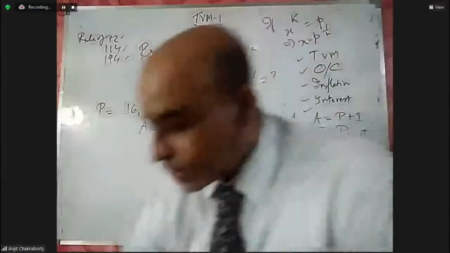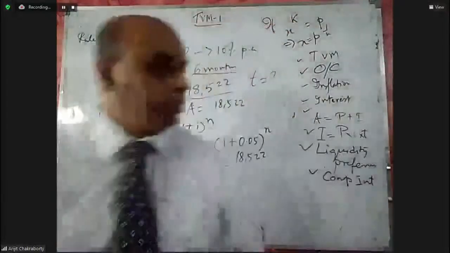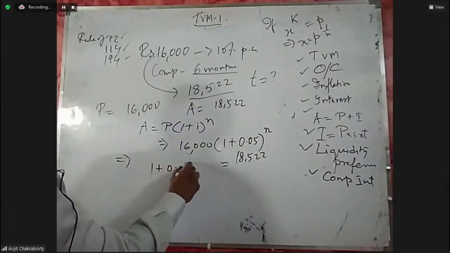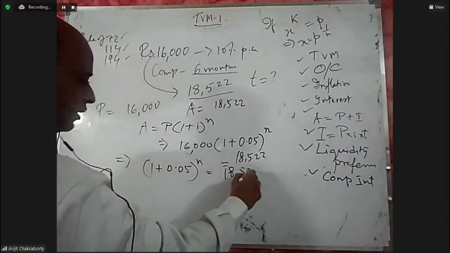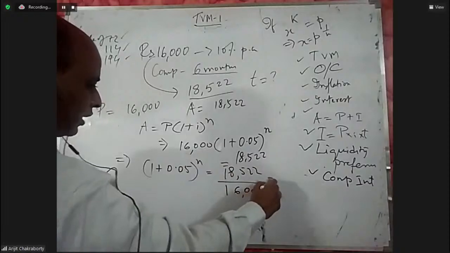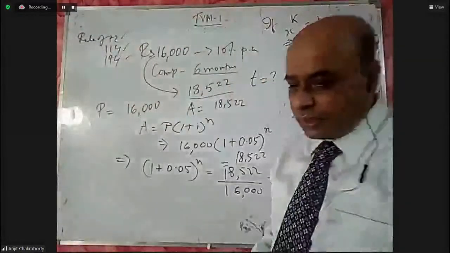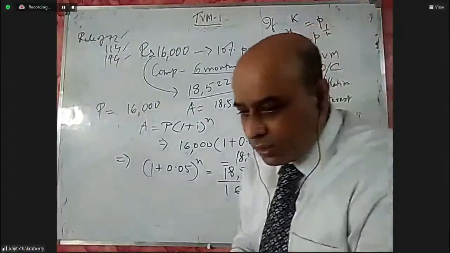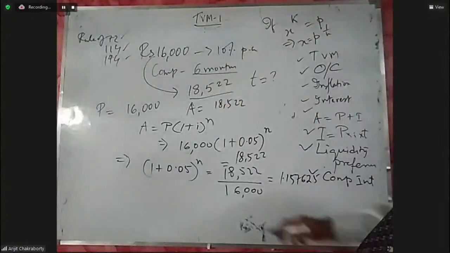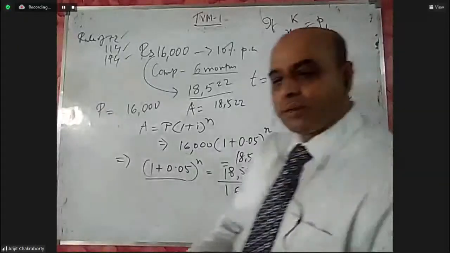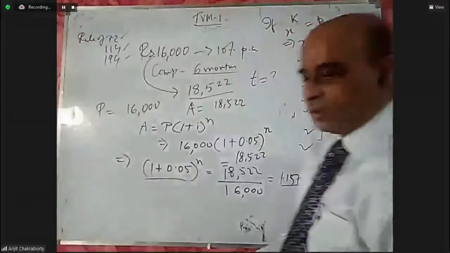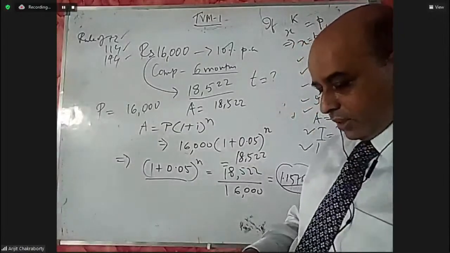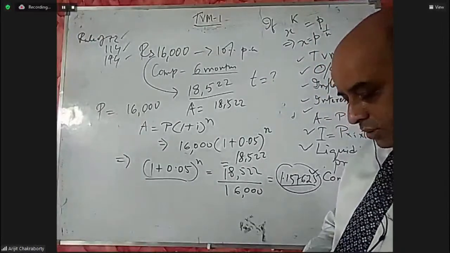So the interest rate we are taking is 5%. Now, if you work it out, let's see what happens. We are getting 1 plus 0.05 to the power n equal to 18,522 by 16,000. And this comes to 1.157625. So 1 plus 0.05 to the power n comes to this, right? From this, you can find out n. 1.157625, if I just find the cube root, let me see what I get.